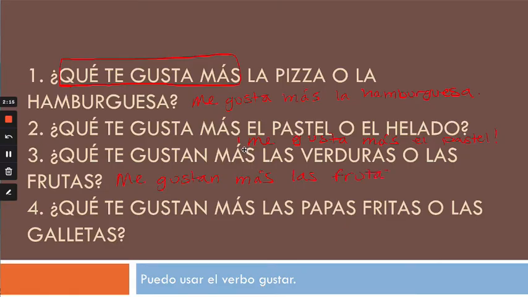I like fruit more. ¿Qué te gustan más? ¿Las papas fritas o las galletas? So what do you like more, French fries or cookies? I think I could survive on French fries. So, me gustan más las papas fritas.